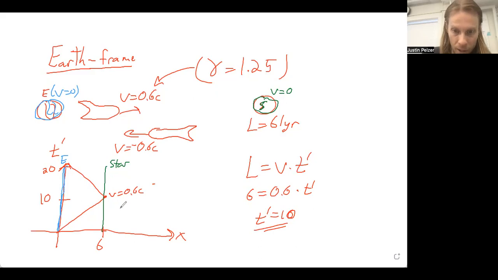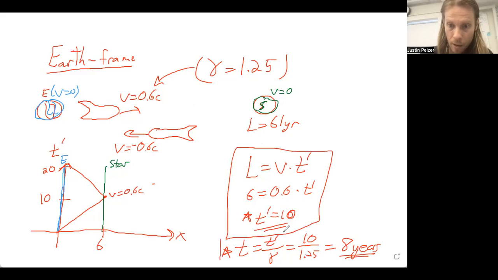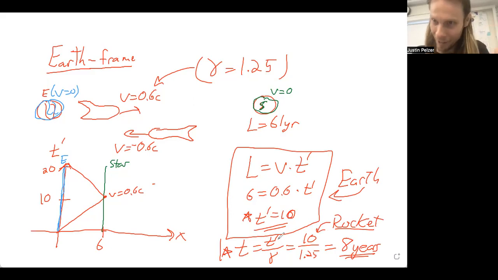Great. Now, what is t? t equals t prime over gamma, which is 10 over 1.25, which is 8. So everything I just did is hugely important. This is like the whole point, which is that in this reference frame, 10 years elapsed. And in the rocket's reference frame, 8 years elapsed, because we time dilate the time elapsed on Earth.